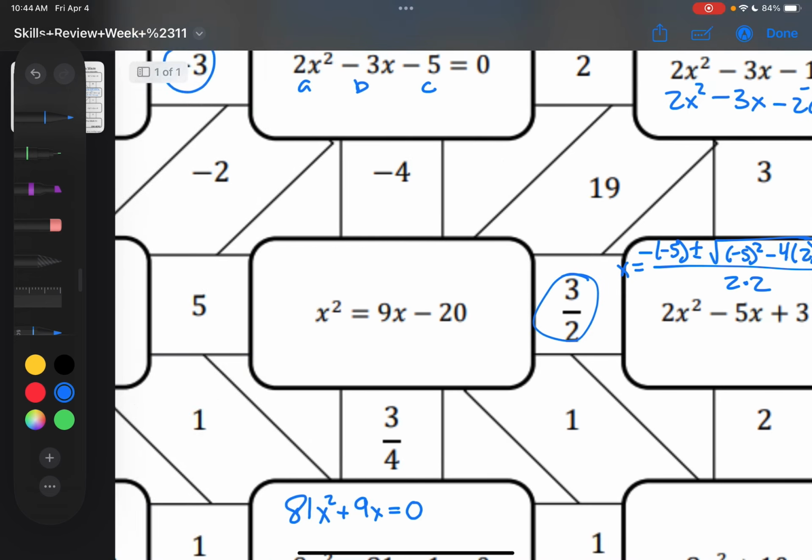This one's not set to 0, right? So let's get it set to 0. I'm going to subtract the other side to get to our 0, just so I don't have to get a negative x squared. Again, we just plug it in. This is a lot of just plugging in.